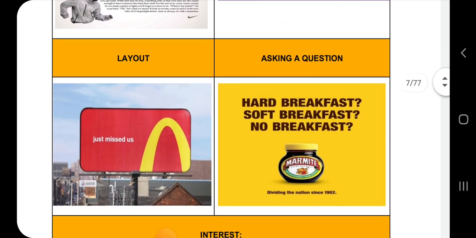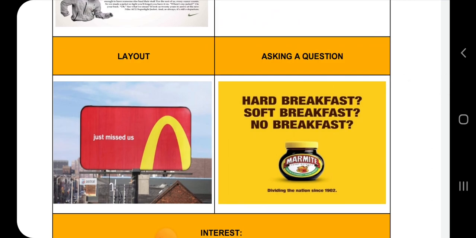And then, or they can use the layout. That layout of the McDonald's ad is eye-catching. Or asking a question. You can start advertising by just asking a question. Hot breakfast, soft breakfast, no breakfast. That is like, what is this? You see? So, okay, it's a breakfast item. What is it used for? You see? And then you learn to know more about it.